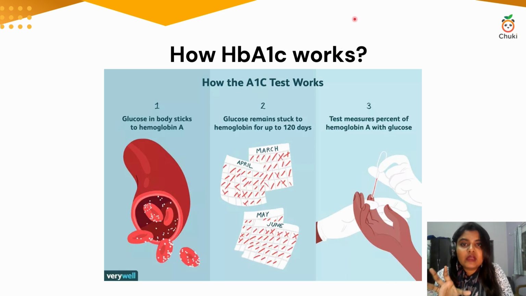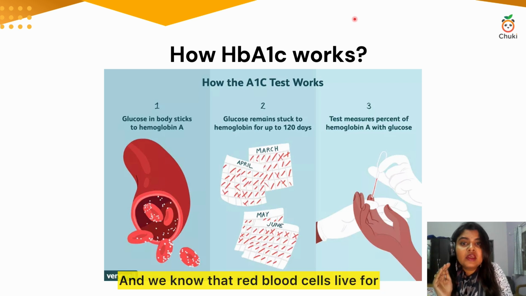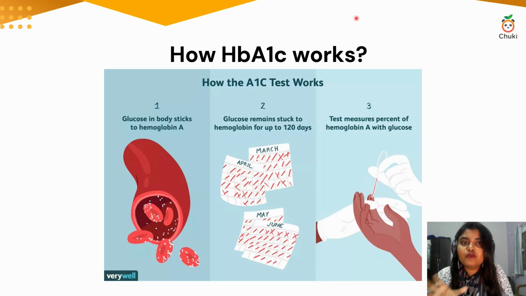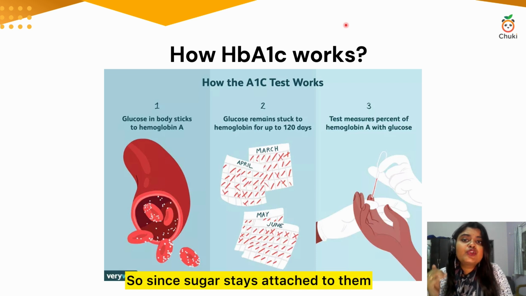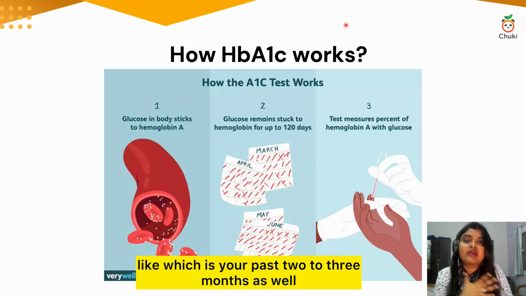And then it stays there for about 3 months. We know that red blood cells live for around 120 days, that is nearly 4 months, right? So since sugar stays attached to them, doctors can measure your past blood sugar levels, that is, your past 2 to 3 months as well.